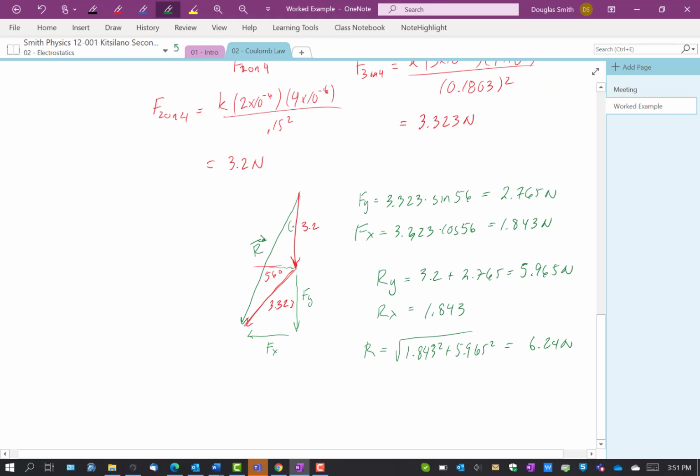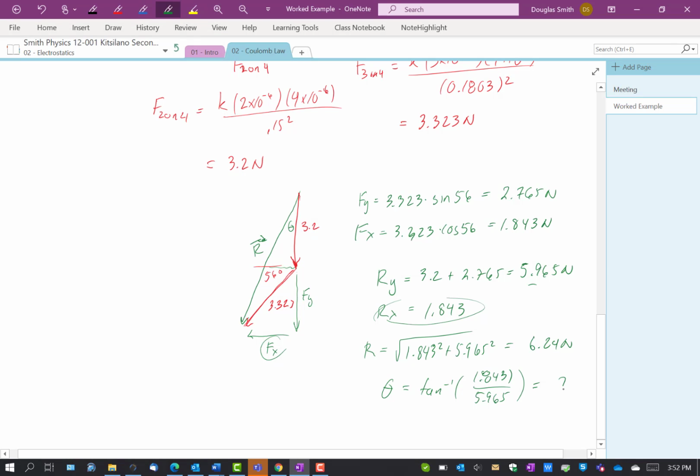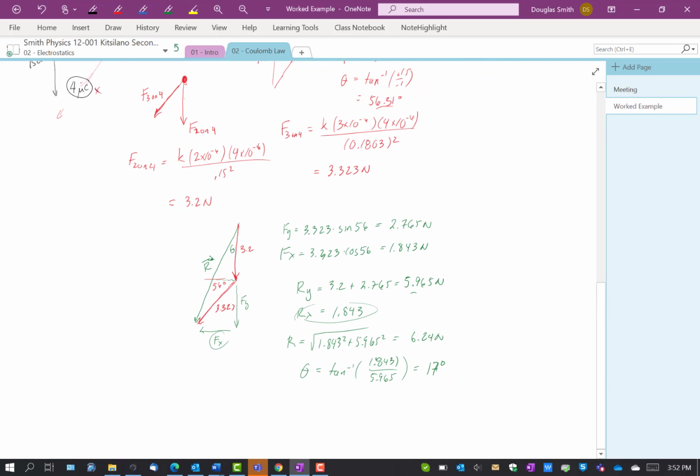And I can get this angle. Theta is inverse tan of 1.843, that's this guy, divided by the 5.965. 17 degrees. There you go. So that's as hard as a Coulomb's law question could be, really.